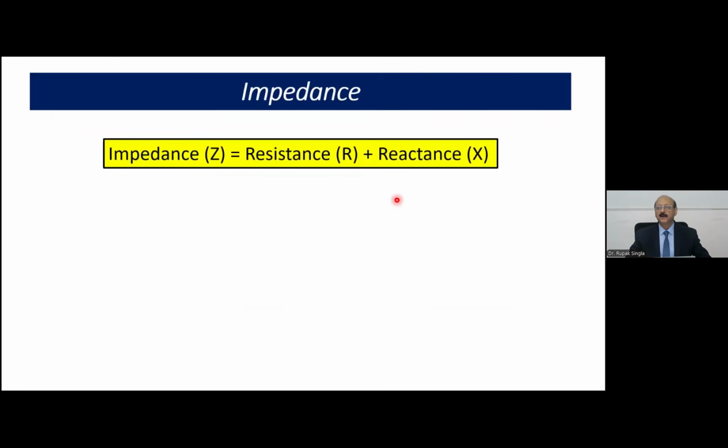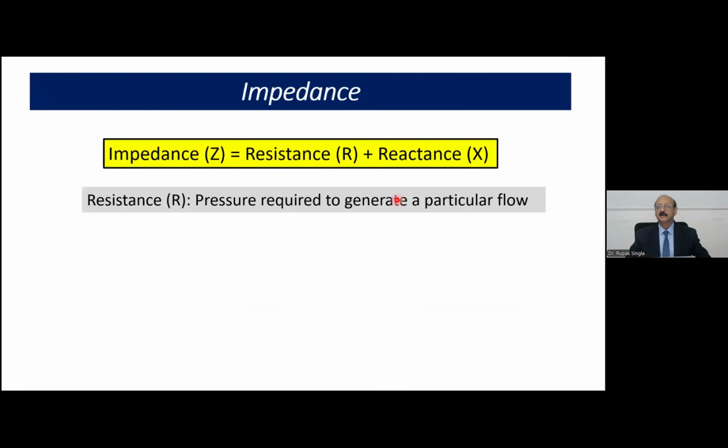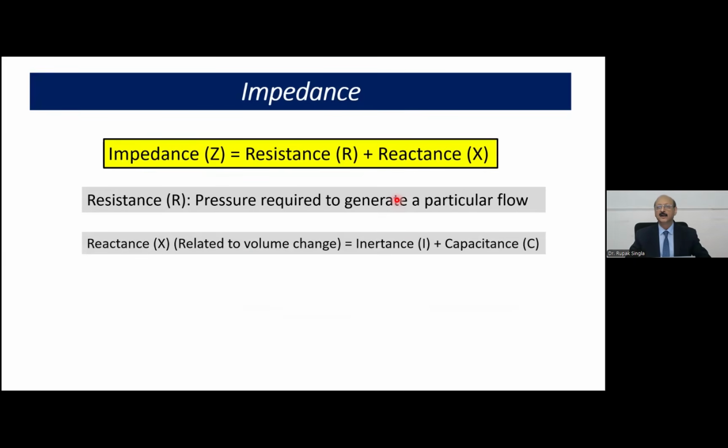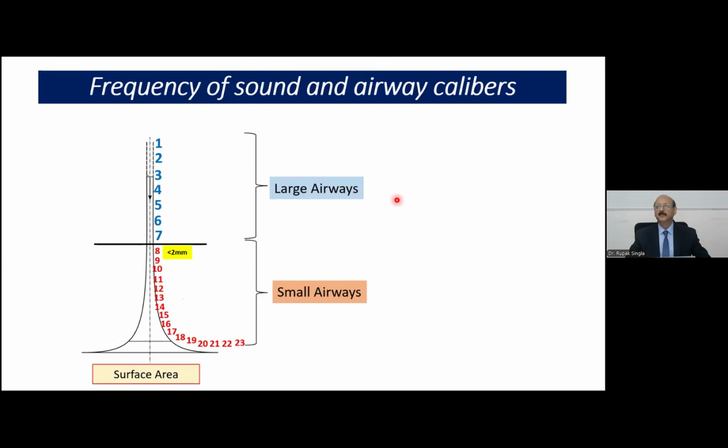Coming back to the impedance, so far what we have discussed is that impedance has two components, resistance and reactance. Resistance is the pressure required to generate a particular flow. Reactance is related to the volume change, that is, it has two components, inertance and capacitance. And capacitance has two components, elastance and compliance. With this background, let us see the frequency of the sound waves and the airway calibers.